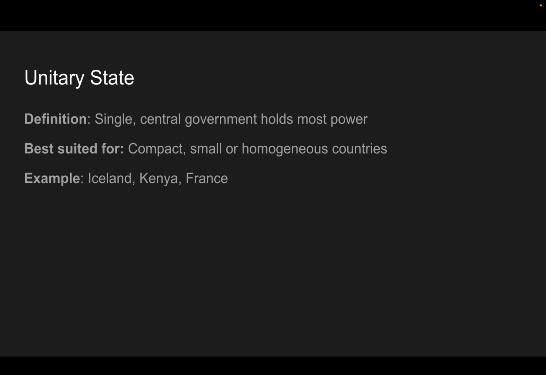So they get less power, less decision-making at the local and regional level. This is best suited for compact, small or homogeneous countries. It's very hard to centralize all your power in one place and control everything. It's easier when your country is small or not a very diverse population, and so when you make centralized, standardized decisions, that can typically work more often. Examples: Iceland, Kenya, France is a unitary state. So these places are democratic, but they have a central government. They don't give as much power out to their local, regional, or provincial level governments as you would experience in the United States.